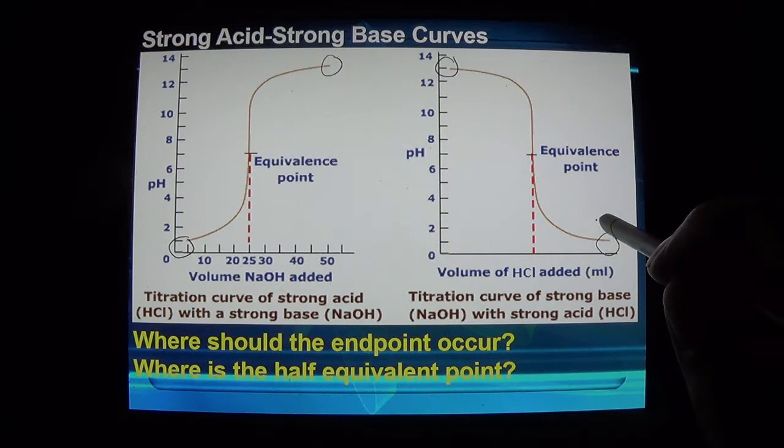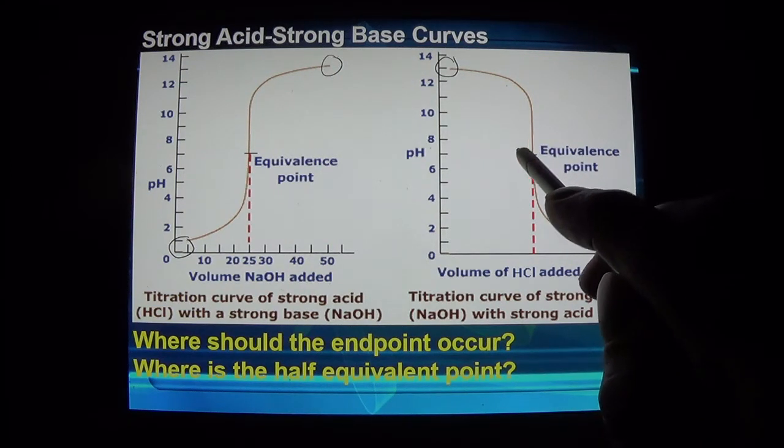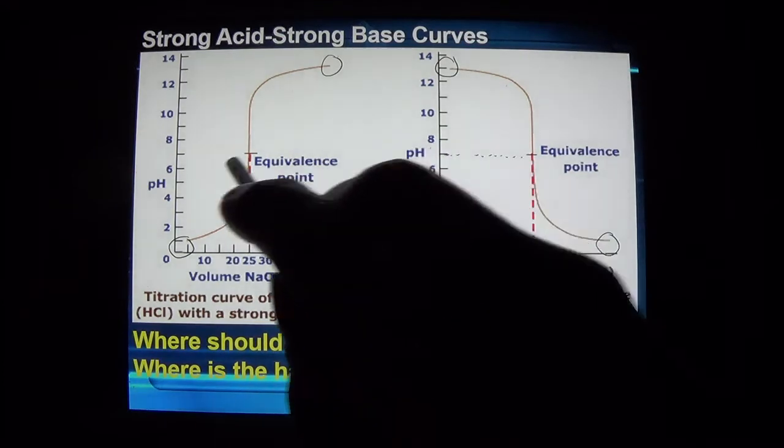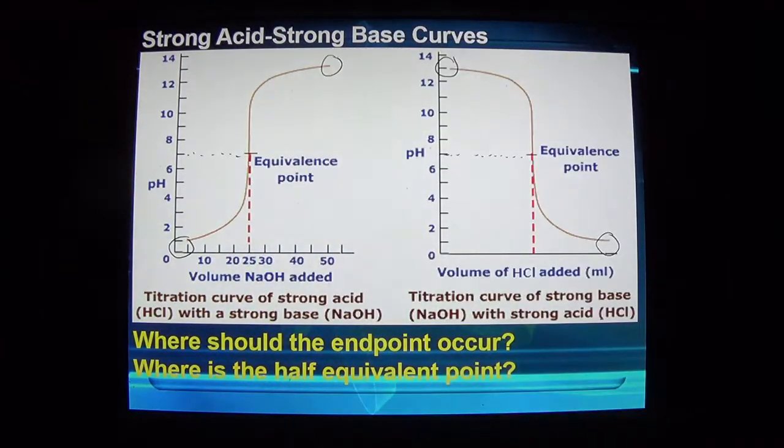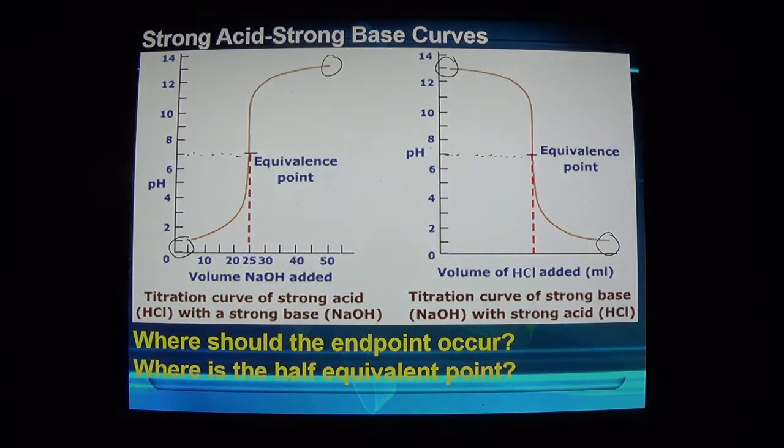For a strong acid, strong base situation, we expect the equivalence point to be very, very close to 7. Okay, it doesn't have to be, as we've proved earlier, but it should be very, very close to 7. So where should our endpoint change? Where should our indicator change color? Hopefully around 7. Where's the half equivalence point?